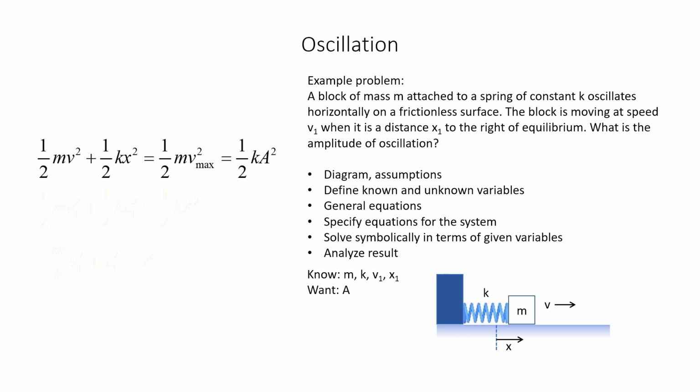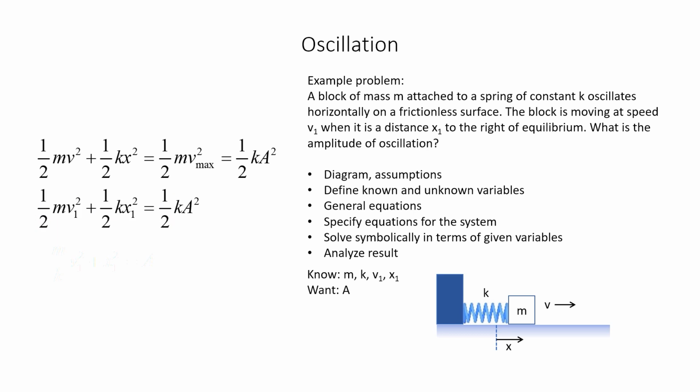For this problem, we know the mass, we know the spring constant, we know the position and velocity at one position, and we want the amplitude. Our general equation is the energy equation we just looked at, so 1/2 mv squared plus 1/2 kx squared, and we can let it equal 1/2 m v max squared or 1/2 k amplitude squared. That's our general equation.